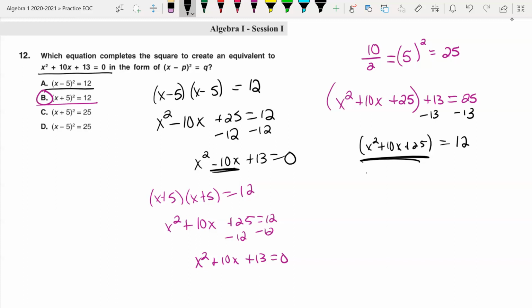And if I factor this, it factors into x plus 5, because what multiplies to 25 and adds to 10? Well, that's 2 pairs of 5s. And then instead of writing it like that, I write it as x plus 5 squared equals 12, which again is B. So that's completing the square. Again, even if you don't know how to do it, you can use reasoning on this to help you answer the problem.